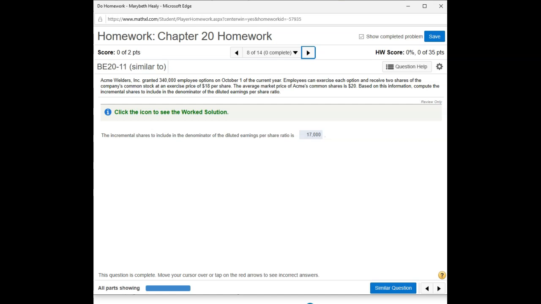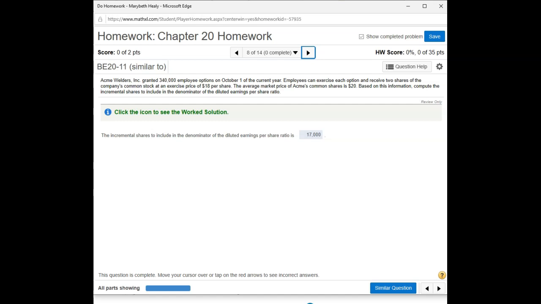Next, a little bit different here. Each option gives the holder the right to buy 2 shares of stock. And we have the exercise price of $18. And notice the average market price of the common shares during the year for this company was $20. Basically, there's a little shortcut here, is that as long as the average market price is higher than the exercise price, then we're always going to have a dilutive effect on our earnings per share. So we're always going to have to figure out what the denominator would increase by if everybody converted. The method we're using here is called the if converted method. And so we're just going to walk through it.